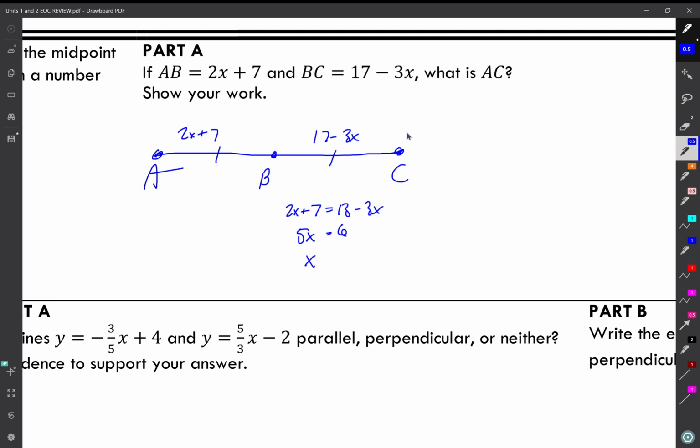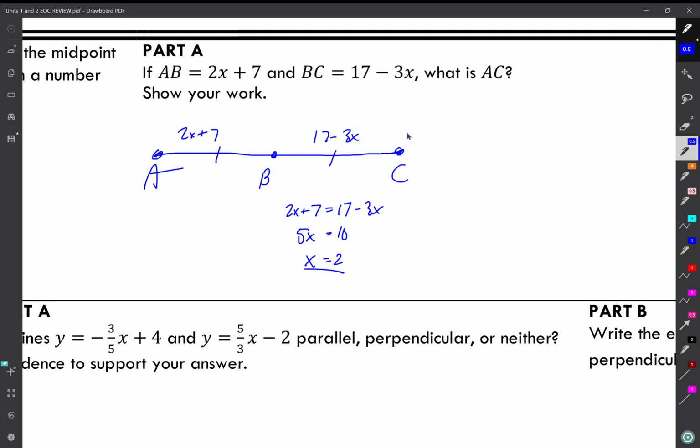Dividing 6 divided by 5. No, what did I do wrong here? This should be not 13. It should be 17. Excuse me. So now it makes a little more sense. Subtracting both sides by 7, you get 5x equal to 10. And then now dividing both sides by 5, x is equal to 2.